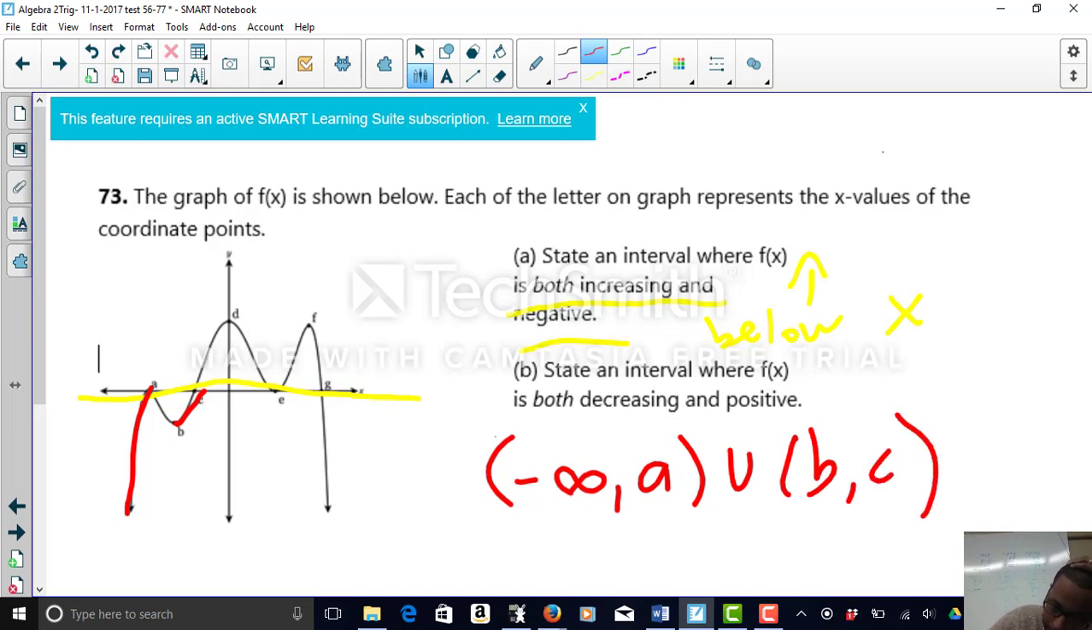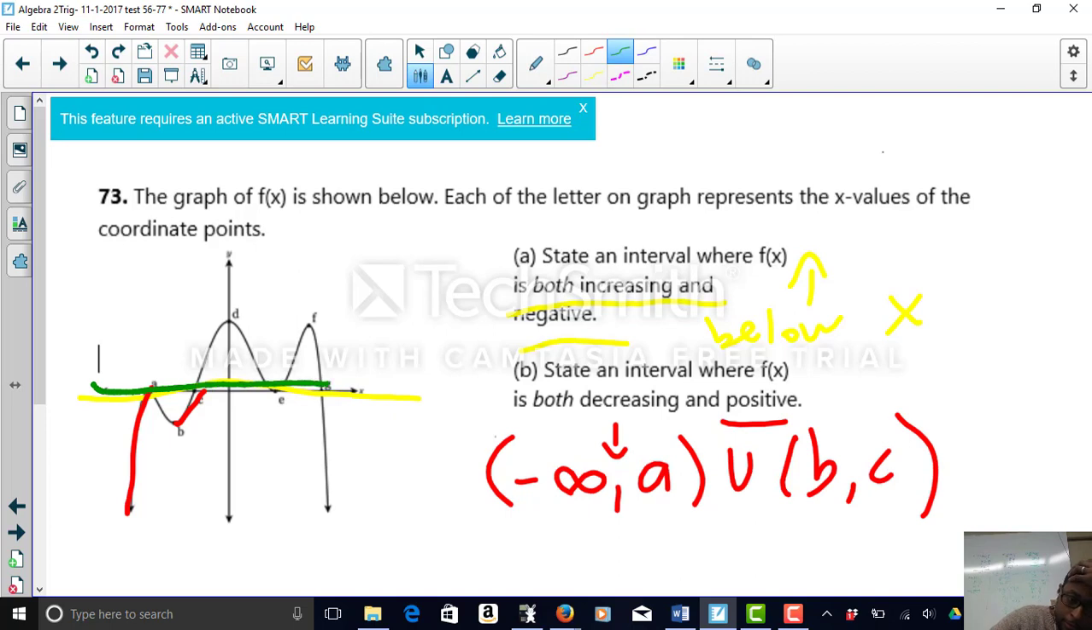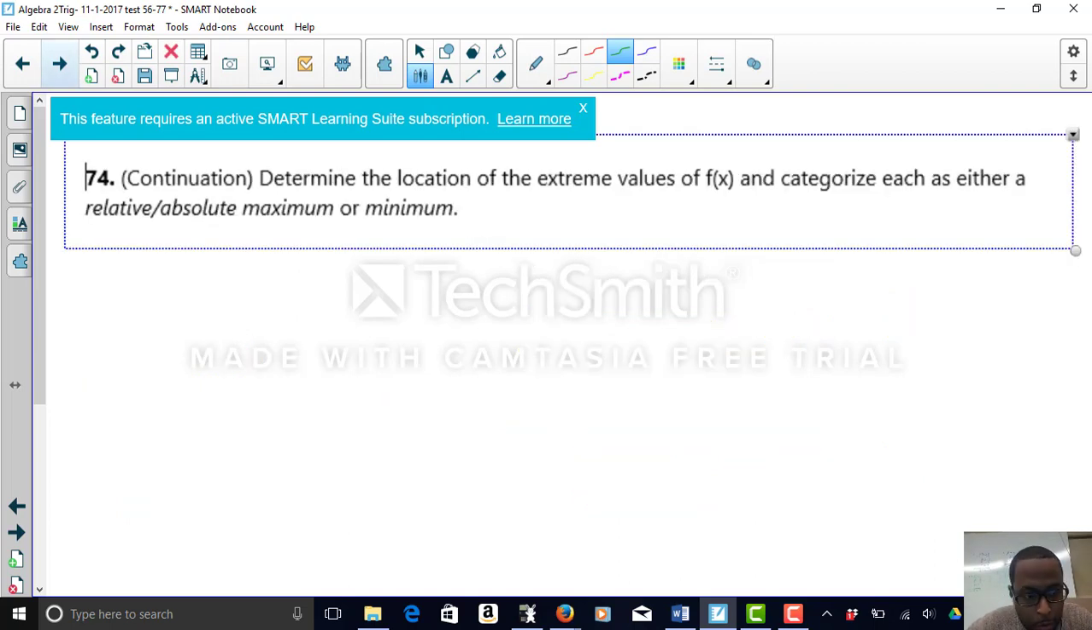Okay. State an interval where it's both decreasing, so it's going down, and positive. So positive simply means it has to be above. So I'm looking above. And where is it decreasing? So I'm going to look, that's going up, this is going down, that's my decreasing, that's going up, that's going down. So those are my intervals. Okay? Again, we talked about relative and absolute minimum and maximum, so you should be able to answer that now.